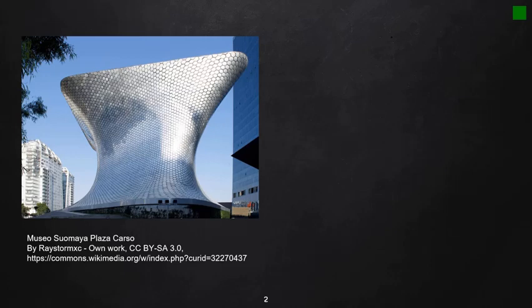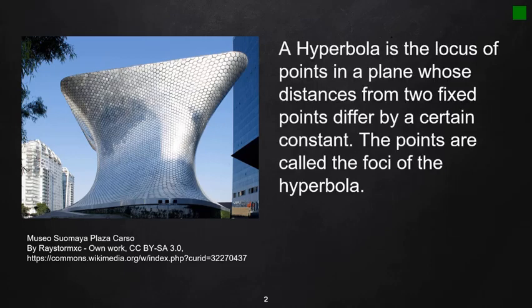What is a hyperbola? A hyperbola is the locus of points in a plane whose distances from two fixed points differ by a certain constant. The points are called the foci of the hyperbola. Let us now try to illustrate how a hyperbola looks like based on the definition.